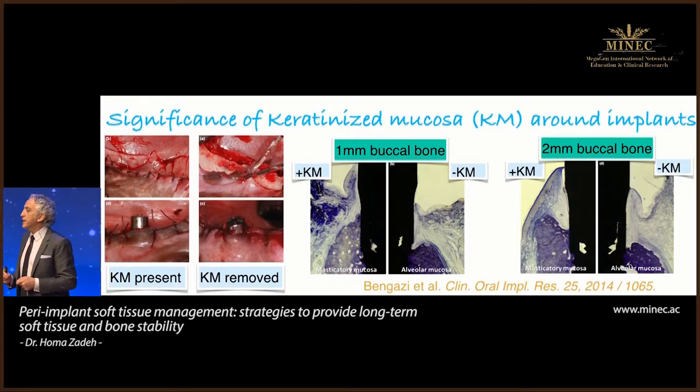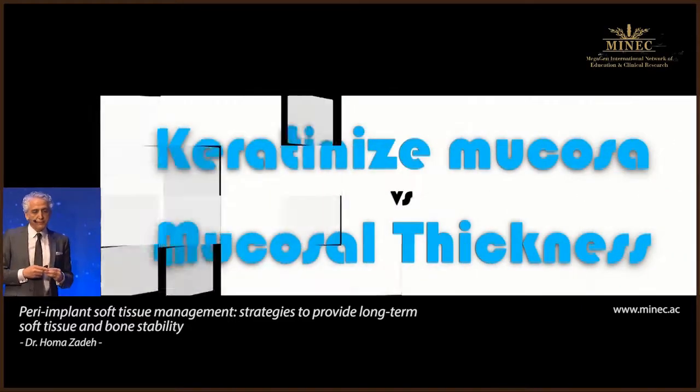So this suggests that the effect of lack of keratinized mucosa around implants is not just on the mucosa. It's not just control of inflammation. It's not just prevention of recession. It also has an effect on bone. Where you don't have enough keratinized mucosa, those areas are more susceptible to marginal bone loss. And this is very direct evidence of that, showing the significance of keratinized mucosa around the implant.